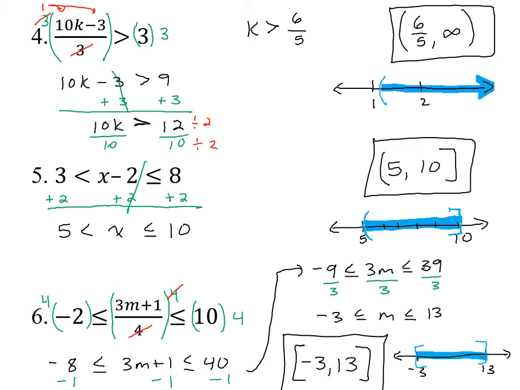Now, technically, these last two problems, 5 and 6, should have probably been in the next section in this book. I'm not sure why they're not. But the next section is actually called compound inequalities, and that's what 5 and 6 actually are.